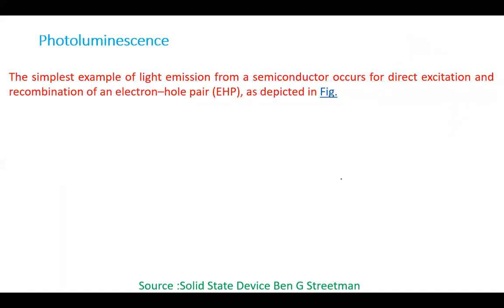Now, photoluminescence. The simplest example of light emission from a semiconductor occurs for direct excitation and recombination of an electron hole pair as depicted in the figure. So this is the simplest example. I will be showing you this.